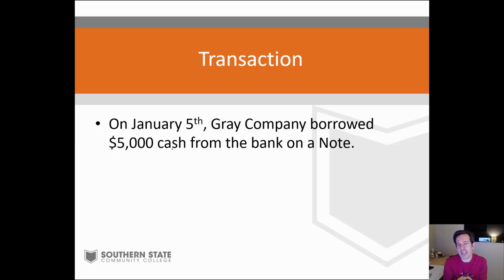So how did we get that money? Where is it coming from? We got it from the bank on a note payable. Note payable, we owe the bank money now. We have a liability. So really you need to start developing that thought process of being able to look at a transaction and pick out what accounts are in play. Because if you don't know what accounts are in play, you can't do a journal entry.